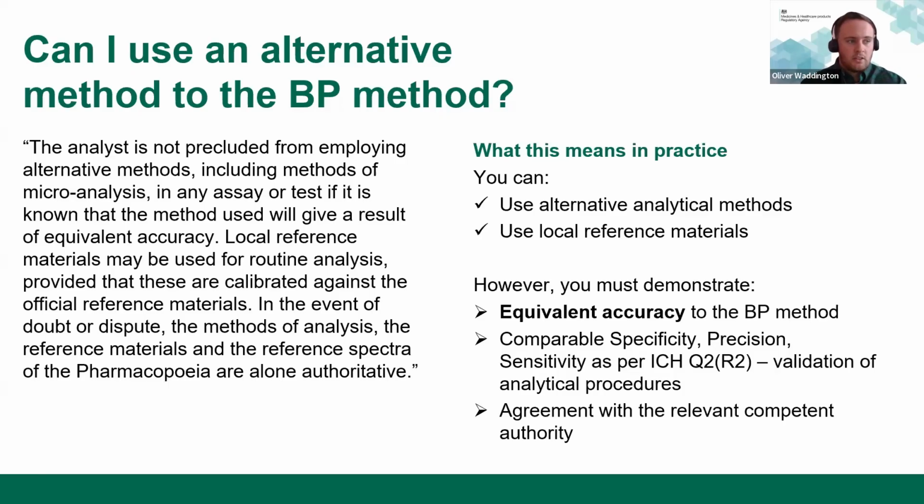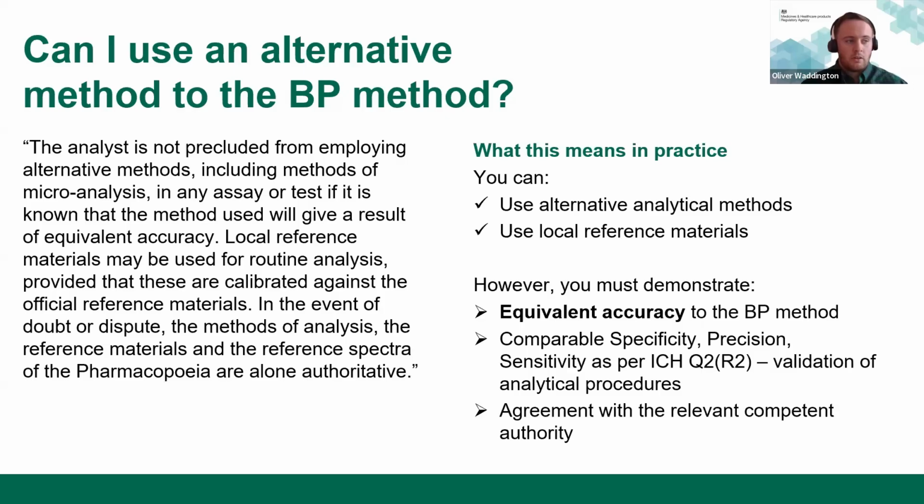Yes, you can use alternative methods. It also mentions that you can use local reference materials. However, very importantly, you must demonstrate equivalent accuracy to the BP method. And so this will involve demonstrating comparable specificity, precision, sensitivity, all the validation qualities that are outlined within ICH Q2 R2. And also importantly, this should be agreed with your relevant competent authority.